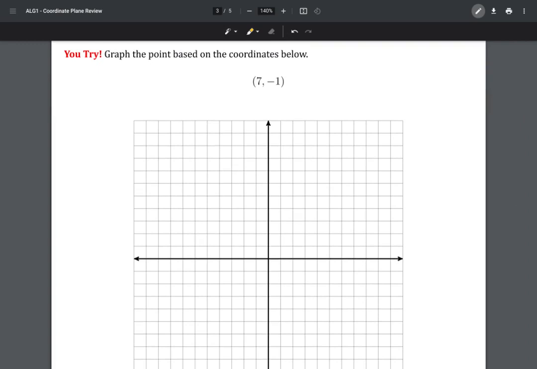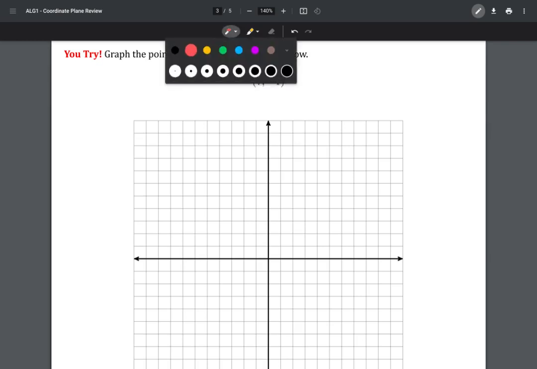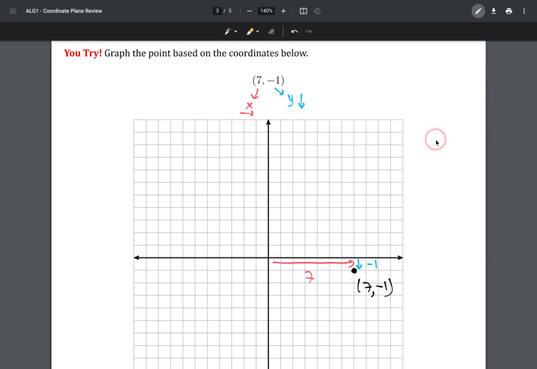Okay, go ahead and pause the video here and see if you can give this one a try on your own. Okay, go ahead and double check over your answers. So once more, the x-coordinate is what we use to count first, and we always start at the origin. Going to the right because I have a +7, and then going down 1 because I have a -1 for the y-coordinate.